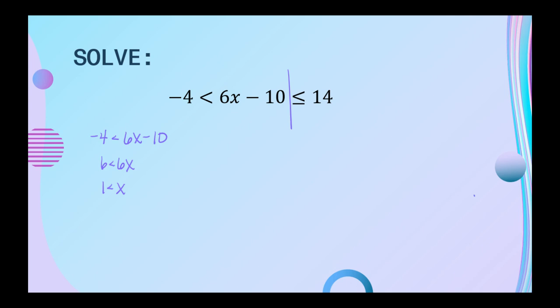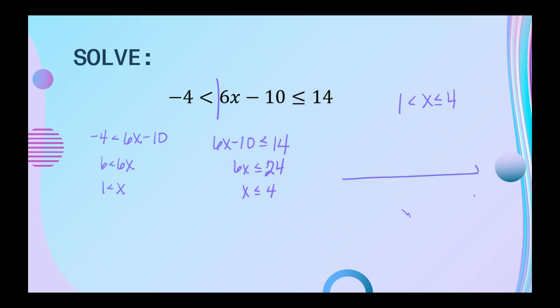Then we're going to take the other side and solve here. So we're going to say 6x minus 10 is less than or equal to 14. We're going to add 10 and divide by 6. And we get x is less than or equal to 4. Now I have two inequalities, and I'm going to put those back together. I'm just going to join them together with x in the middle. So I have x is greater than 1 and x is less than or equal to 4.